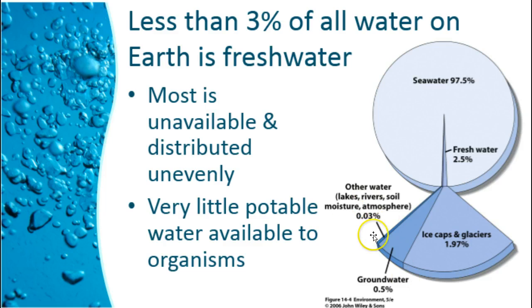And then only very, very little is actually at the surface. And even the stuff that's at the surface is not distributed evenly throughout the planet. You have some areas that are very dry and some areas that are very wet. So what that all results in is there's very little potable or drinkable water available to these organisms.